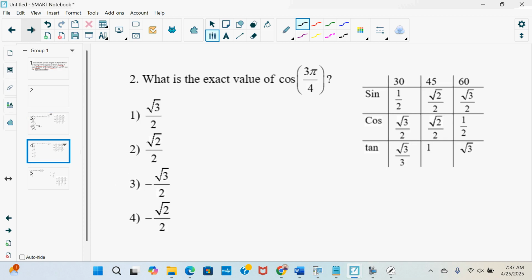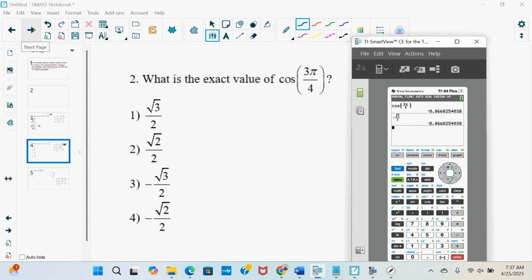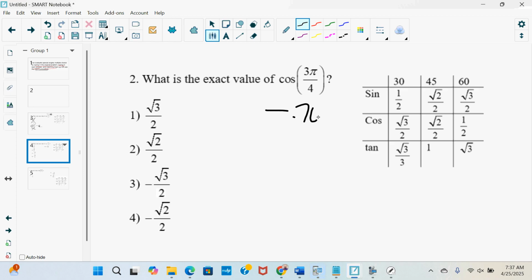Number 2, what's the exact value of cosine of 3 pi over 4? Well, let's go to my calculator. Let's type in cosine of 3 pi over 4. Negative 0.707 dot dot dot. So it can't be positive. So is it negative radical 3 over 2 or negative radical 2 over 2? Let's type it in to find out.